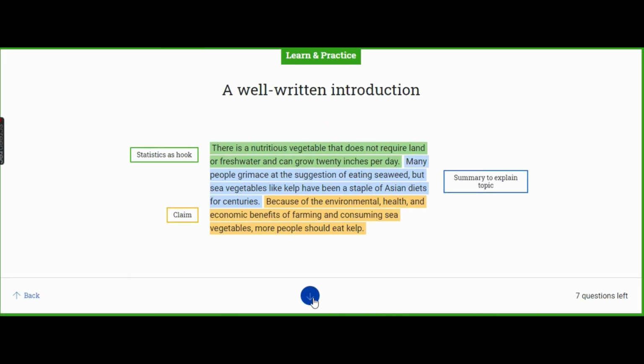Here's an example of a well-written introduction. There is a nutritious vegetable that does not require land or fresh water and can grow 20 inches per day. Many people grimace at the suggestion of eating seaweed, but sea vegetables like kelp have been a staple of Asian diets for centuries. Because of the environmental, health, and economic benefits of farming and consuming sea vegetables, more people should eat kelp. Notice that what makes it a stronger introduction is that it's not just the claim. The statistic as a hook and the summary to explain the topic are all part of the introduction.